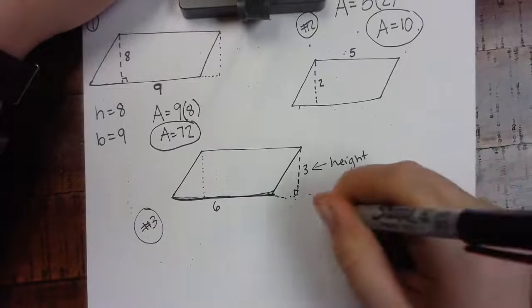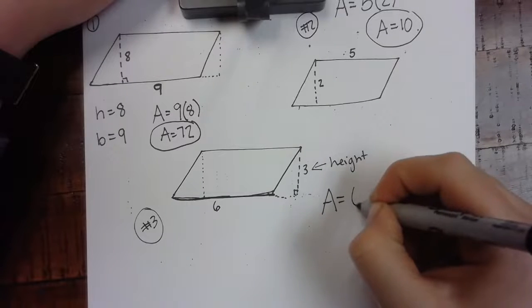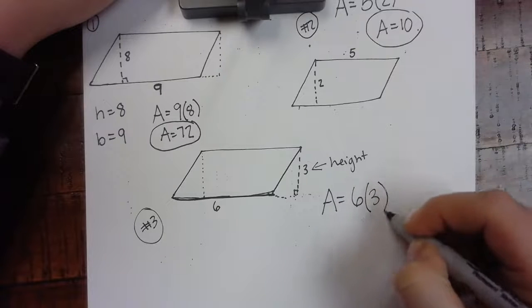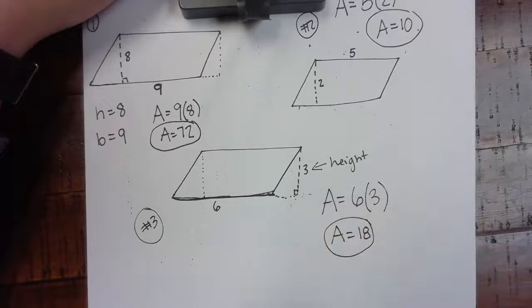Okay, so what we're going to do is, again, area equals, what is our base? Our base is 6. Base times our height, which is going to be 3. So we know that 6 times 3 is 18. So that is our area.